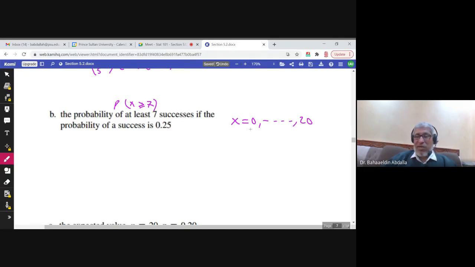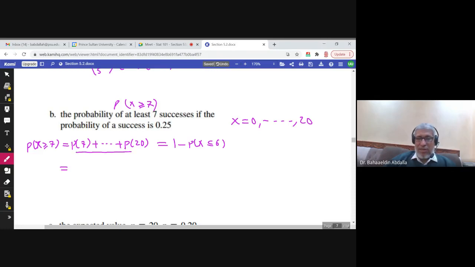Number of successes could be from 0 to 20. So how to find probability of X greater than or equal to 7? I need to find probability of 7 plus up to probability of 20. I can use the calculator to find this probability easily, or also I can say 1 minus probability of X less than or equal to 6. Okay, and I can use the calculator to find this one.